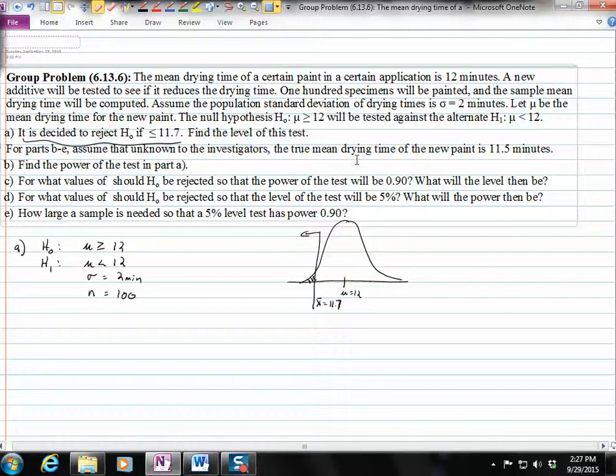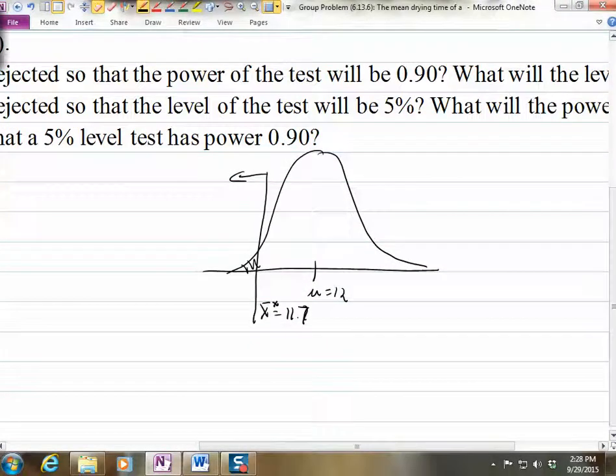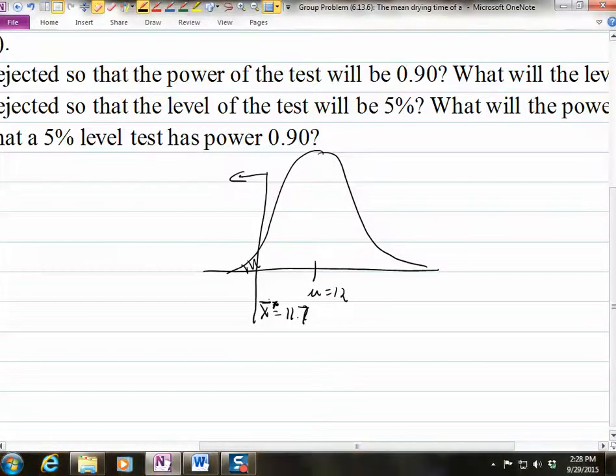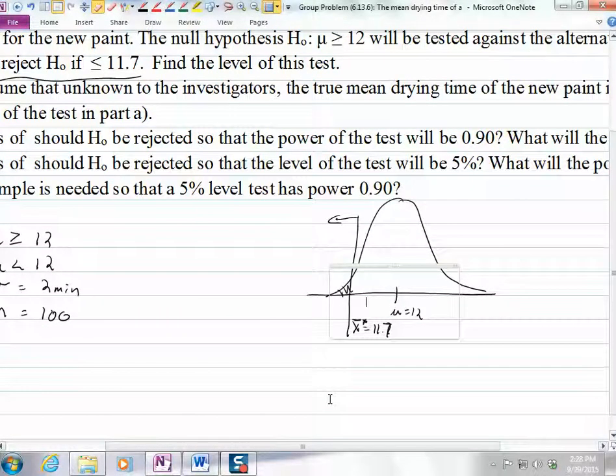So I'll zoom in. That's a little hard to see. So our x bar star, our hurdle value, is 11.7 for the mean. And then anything smaller than that, we are going to reject the null hypothesis. Do you have that picture drawn? Okay, so part A is just asking, for that hurdle value of 11.7, what is alpha?